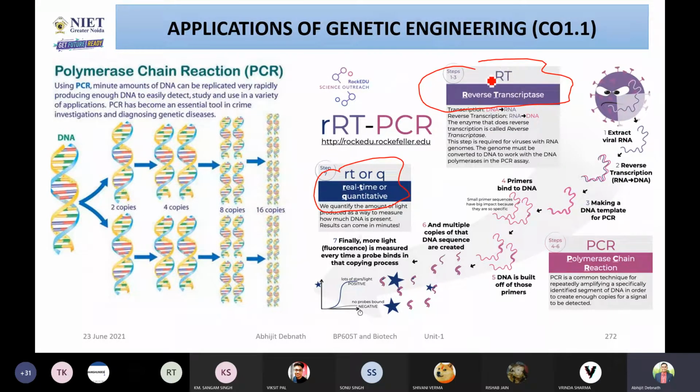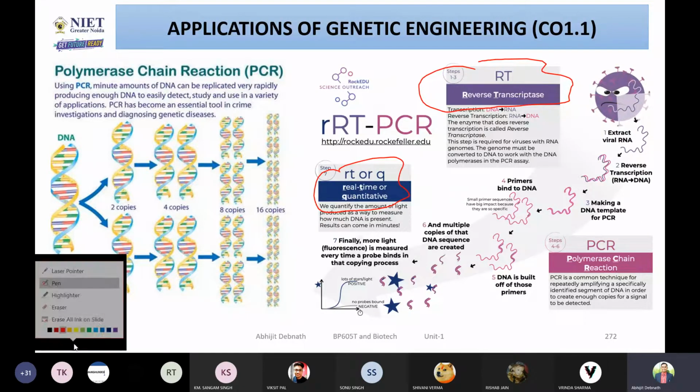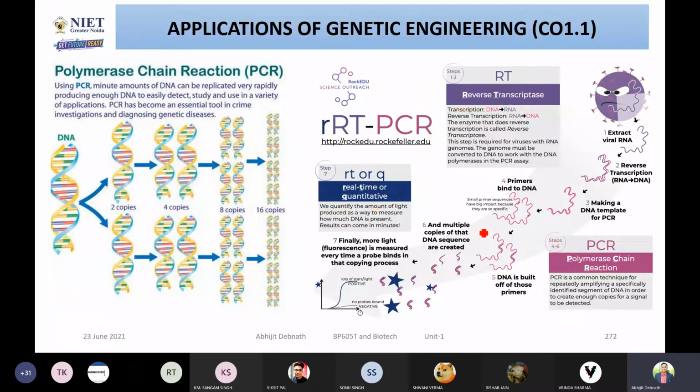Okay. So let me tell you one by one, step by step, how RT-PCR is performed. For example, this is the SARS-CoV-2 virus. Let me remove the ink. So what will we do? First, the sample will be collected. Then after that, the RNA.